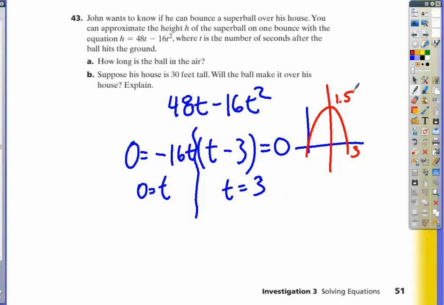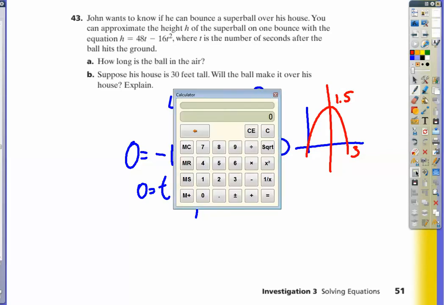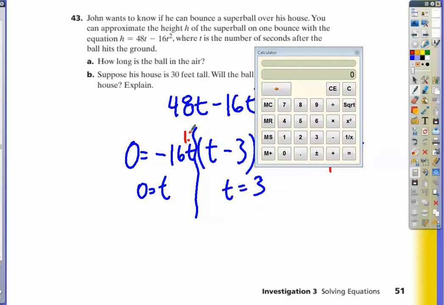So let's plug that in. So instead of t, I'm going to write 1.5. So here we go. 16, that's negative, times 1.5 is going to give me negative 24. So I have negative 24, and I'm going to multiply it by 4.5, which is also a negative. And so it is 108 feet above the ground.